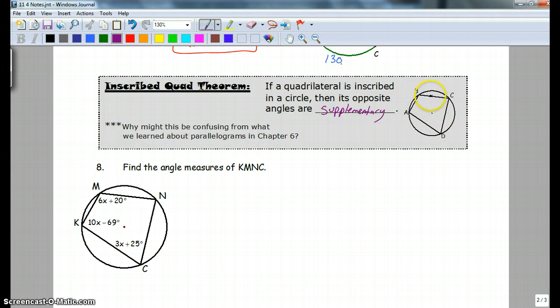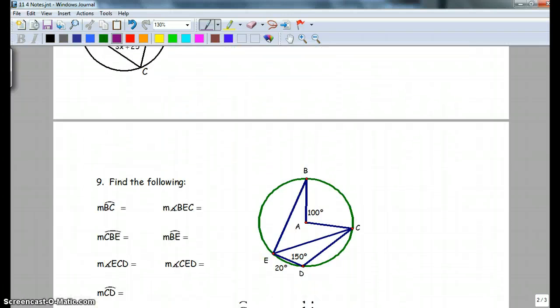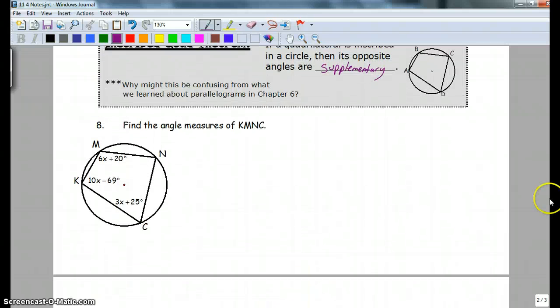Again, the thing to remember here, this is not a parallelogram. The opposite sides are not parallel. So since this is not a parallelogram, those rules don't apply here. If it's inscribed inside a circle where all 4 vertices are on the circle, opposite angles are going to be supplementary. So, armed with your vast knowledge of that, go ahead and give number 8 a shot. Go ahead and pause it and see what you got.